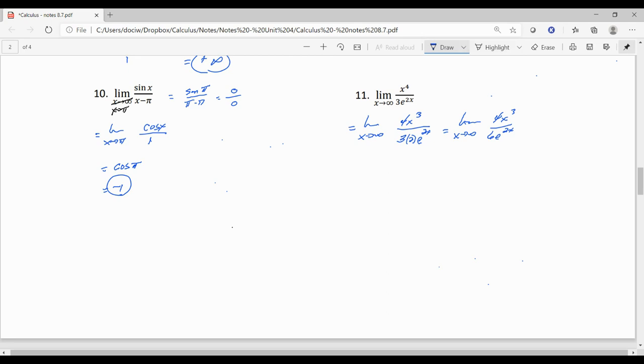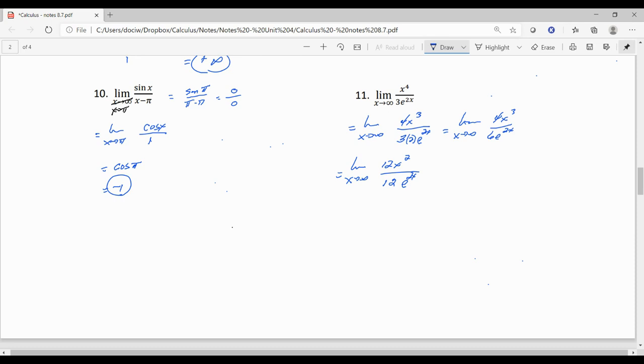Notice though that my numerator is still getting infinitely larger. As x goes off to infinity, 4x cubed is getting infinitely larger, and so is 6 e to the 2x. So this is still approaching an infinity over infinity, which means that L'Hopital's rule actually still applies. So I can do the derivative again using L'Hopital's rule. And the derivative of 4x to the third is 12x squared. The derivative of 6 times e to the 2x, well, again, the derivative of e to the u is e to the u du. So this can be 6 times.